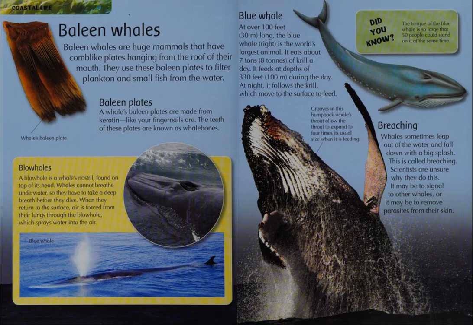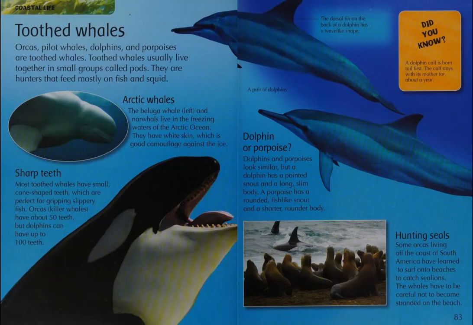Breaching. Whales sometimes leap out of the water and fall down with a big splash. This is called breaching. Scientists are unsure why they do this. It may be to signal to other whales, or it may be to remove parasites from their skin. Grooves in this humpback whale's throat allow the throat to expand to 4 times its usual size when it is feeding.